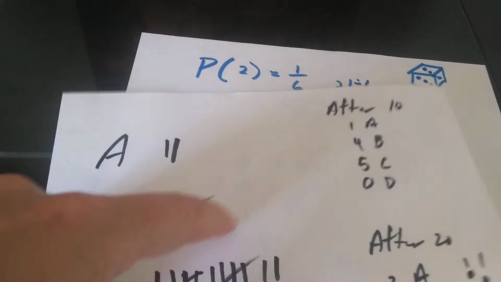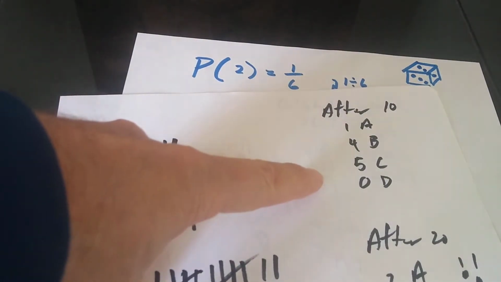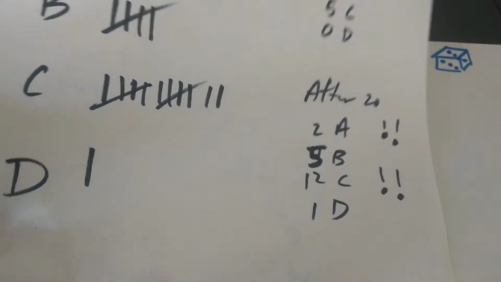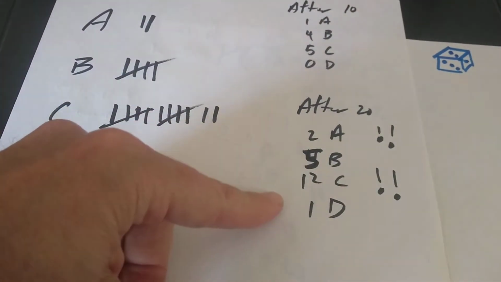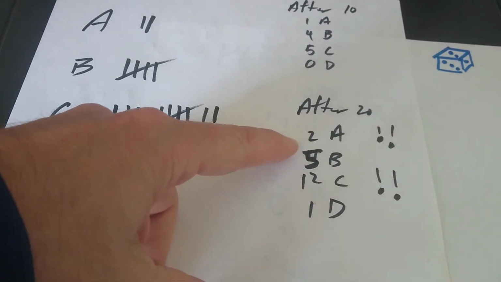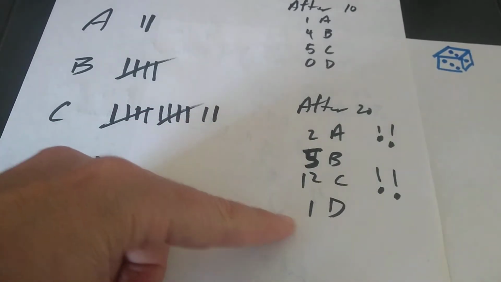And so this is what I got after I did this. After 10 tries, I had 1 A, 4 B's, 5 C's, and 0 D's. And then after 20, I had 2 A's, 5 B's, 12 C's, and 1 D. So this is kind of the distribution I would expect in the bag: a lot of C's, quite a few B's, not so many A's, and hardly any D's.